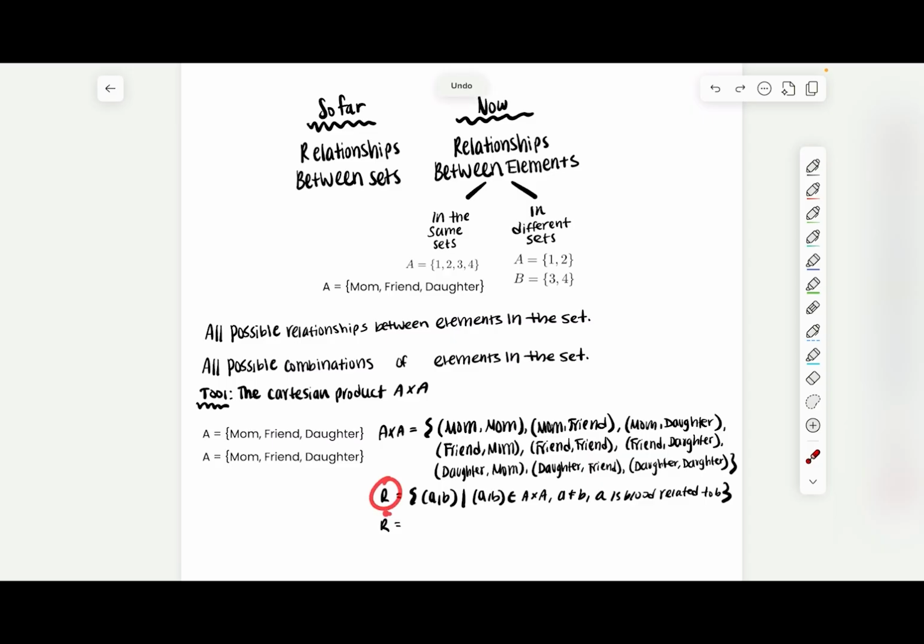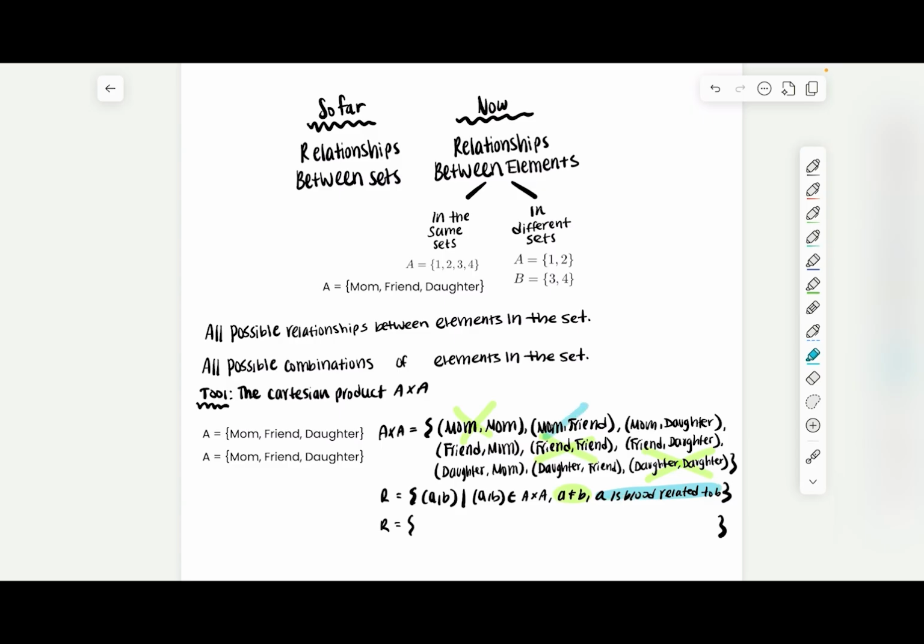So your relation R is going to be equal to the set of all of these relationships where A is not the same as B. So already I know it's not going to be this one because they're the same. It's not going to be this one because friend and friend are the same. And it's not going to be this one because daughter and daughter are the same. And the second rule is that A is blood related to B.